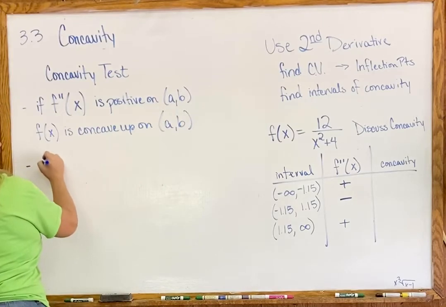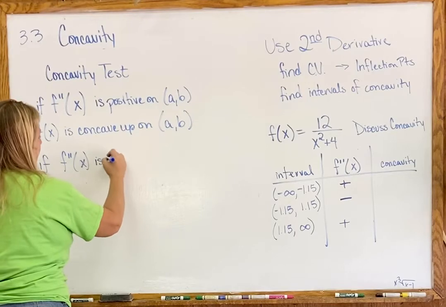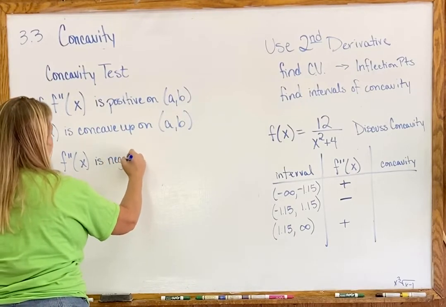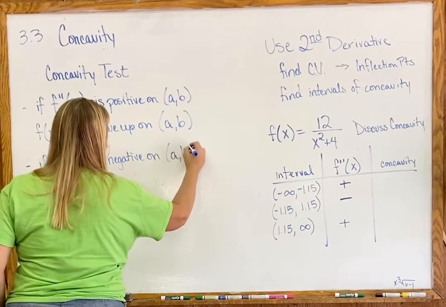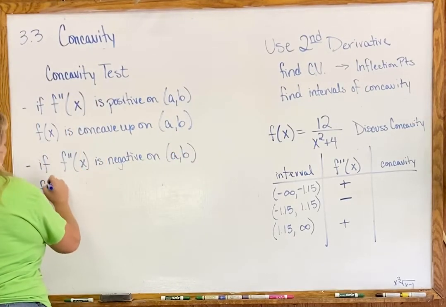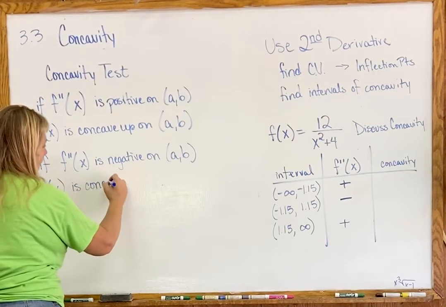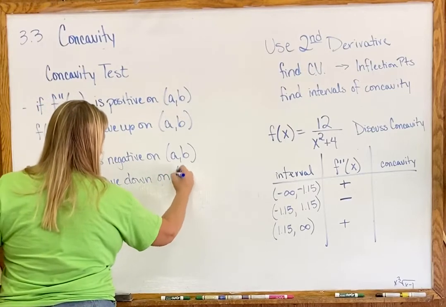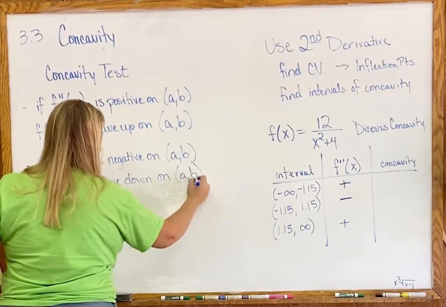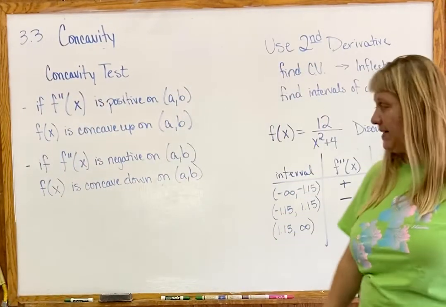And the second part says, if f double prime of x is negative on a to b, regular f of x is concave down on a to b. Okay. So I apologize for that. That should have been there at the beginning, but at least it's there now.